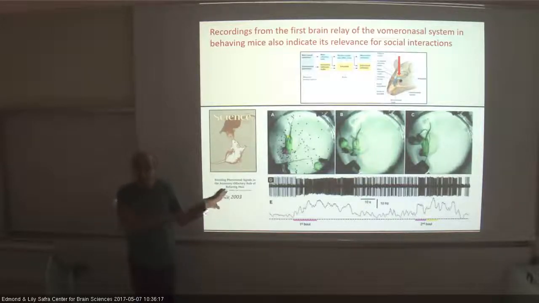The point from this study is that it was the first study actually recording activity in behaving animals, showing that indeed cells in this region care about other animals. So again, supporting the role of this region in social interactions. And it also showed that there's selectivity. You cannot see it from here, but if you record from one cell, it may respond only to females, or only to males, or only to males of one strain versus males of another strain. So there's the ability of cells at this stage to distinguish between different types of animals.